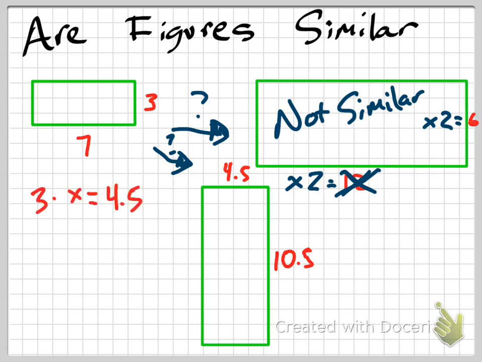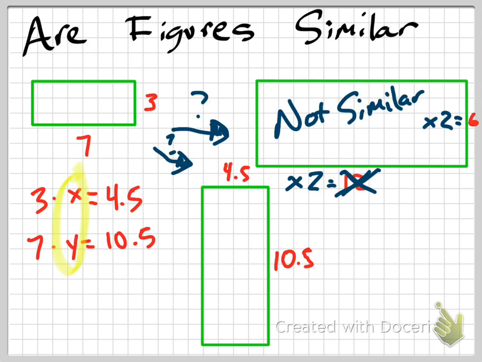So our process is to go 3 times x, or 3 times our scale factor, an unknown value right now, would equal 4.5. And 7 times y, which is also an unknown value, is equal to 10.5. And what we're checking for right now is, was my value of x and y, what I multiplied both sides by, the same? If they are the same, then we know that they are similar.